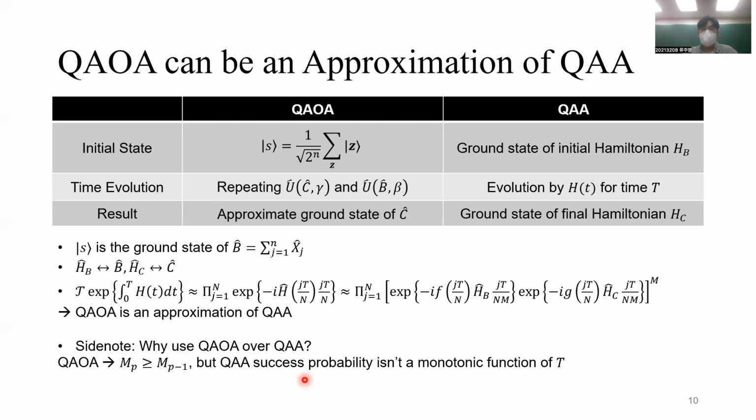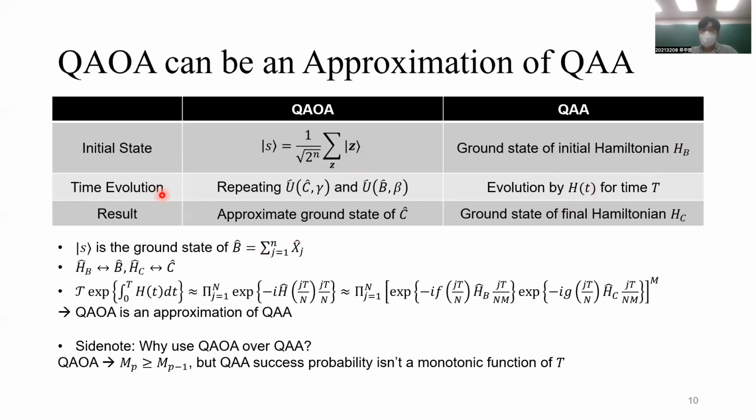So actually, we can see that QAOA can be an approximation of QAA. Let's compare the elements of our quantum algorithm. There is the initial state. For QAOA, this is just the uniform superposition over all of the computational basis states. And for QAA, it is the ground state of the initial Hamiltonian HB. The thing that we can note here is that S is simply the ground state of this B Hamiltonian. And we will later see how HB and B are related.